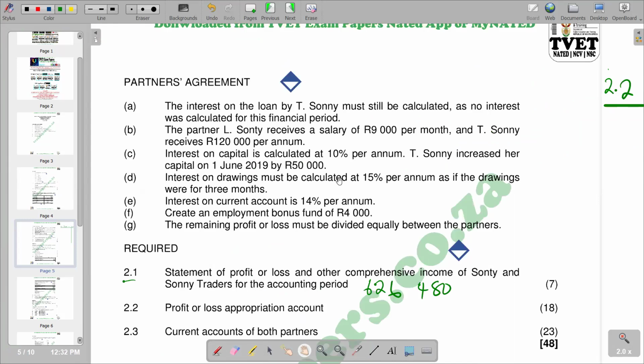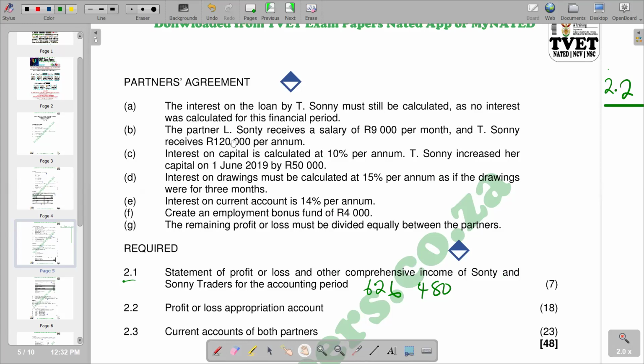So you see that we are told that the interest on the loan by T Sony must still be calculated, as no interest was calculated for this financial period. But we see that interest on loan, we are going to include in the current account, not the appropriation. So we skip this one and go to the next one.